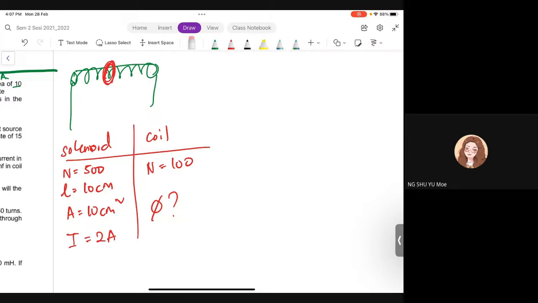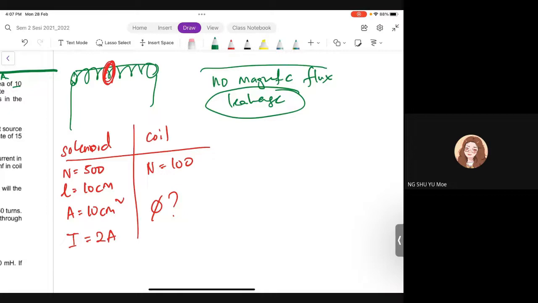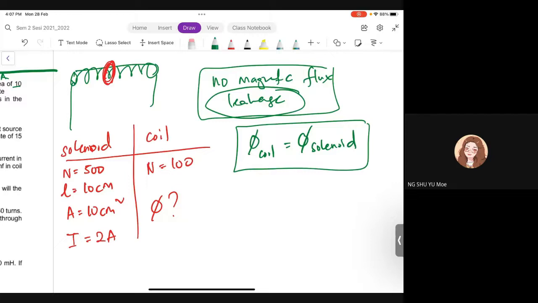Okay, but since this question does not mention the words magnetic flux leakage, there is no word leakage, meaning we assume there is none. It is perfect, meaning we assume phi coil equals phi solenoid. So we can assume phi coil is equal to phi solenoid.